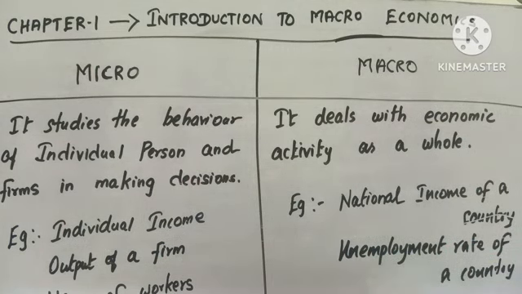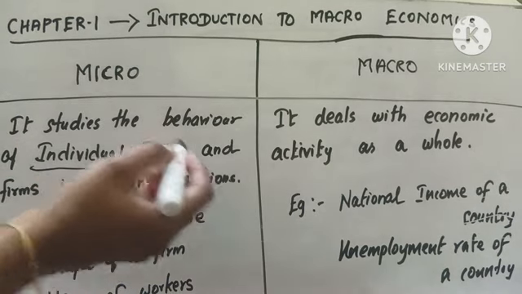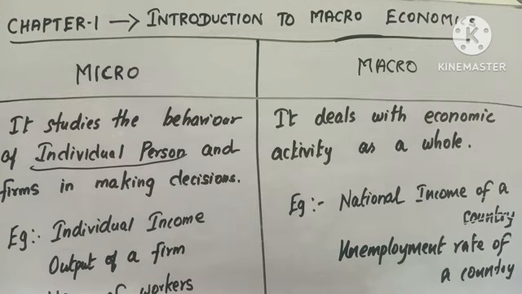In microeconomics, it deals with how an individual consumer allocates his income. It analyzes how an individual allocates his income among different products and services to maximize their satisfaction.